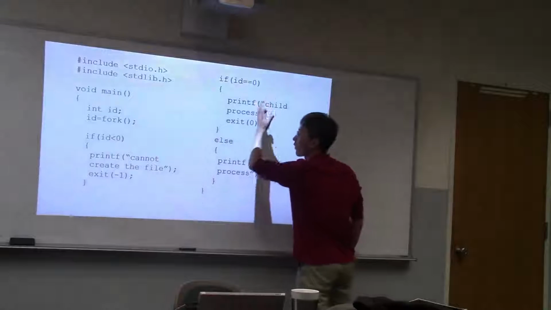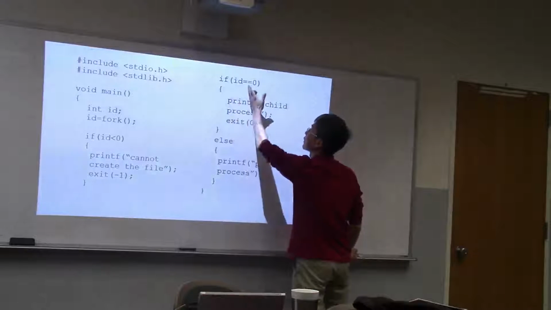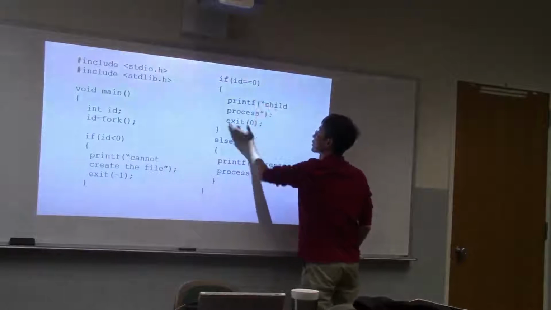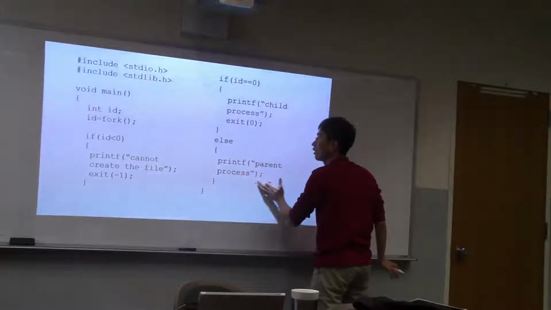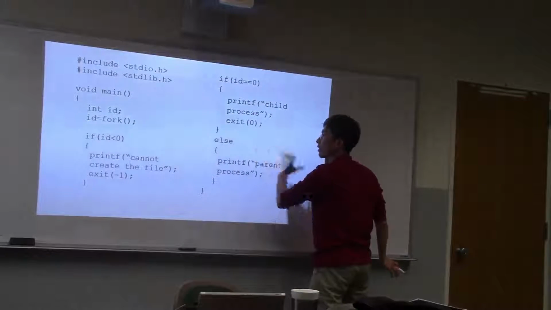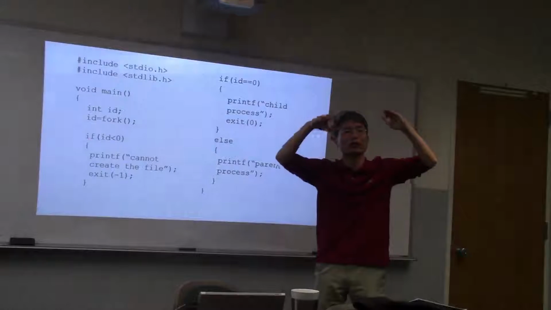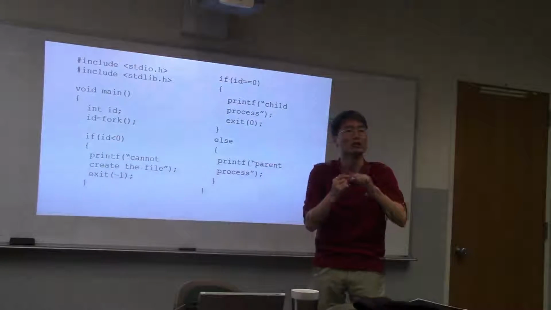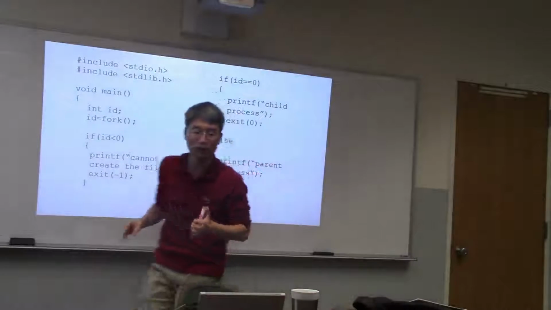Once the fork is issued, if the output is 0, that is the child process, and if not, that is the parent process. So two processes will be running concurrently. So we will see the two outputs of this one.